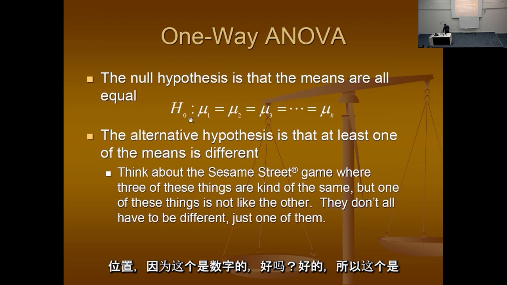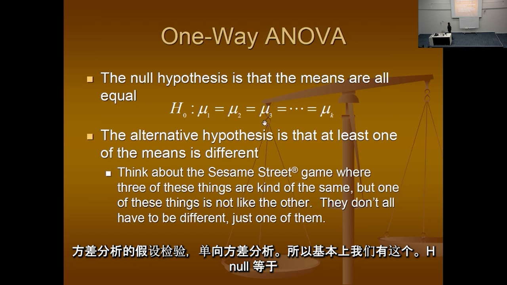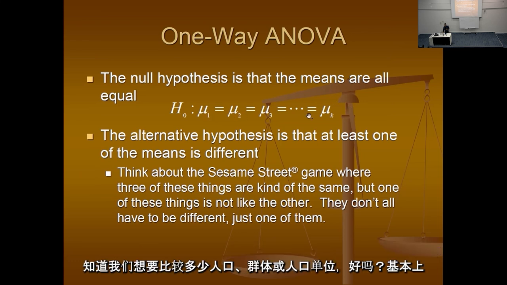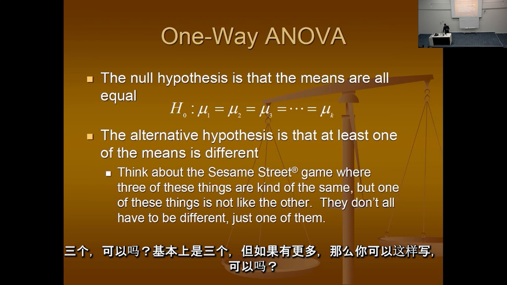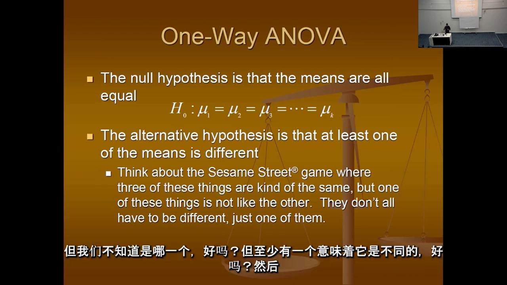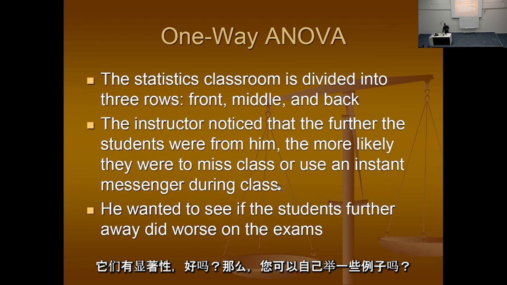This is the hypothesis testing for the one-way ANOVA. The null hypothesis is H0: mu1 = mu2 = mu3, and so on until mu k, because we don't know how many population means we would like to compare. Basically 3, but if you have more, you can write it like this. The alternative hypothesis is that at least one mean is different, but we don't know which one, and it is significant.